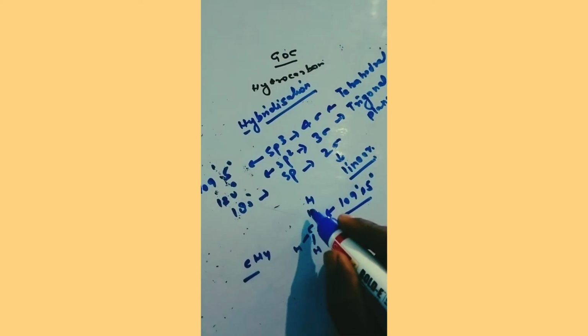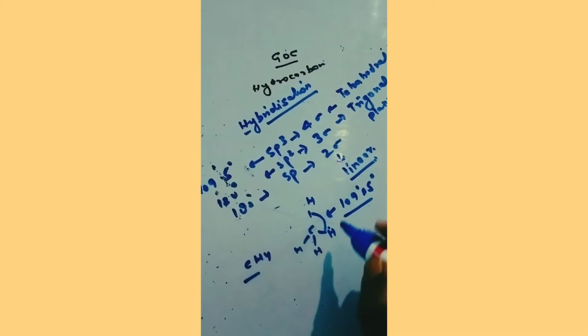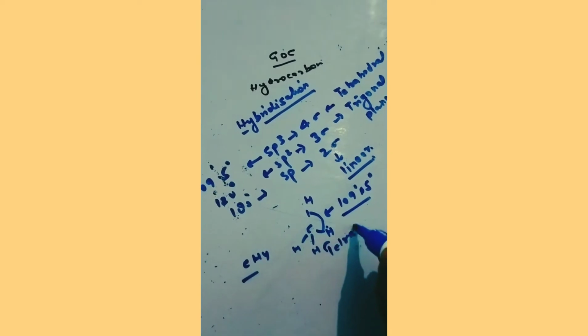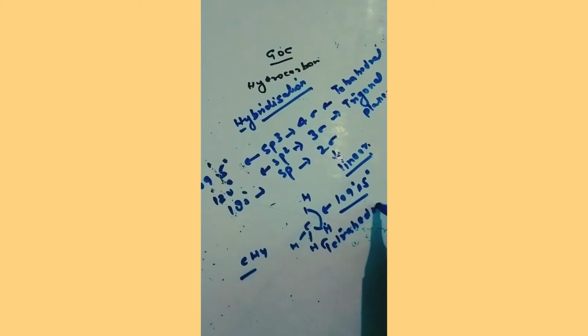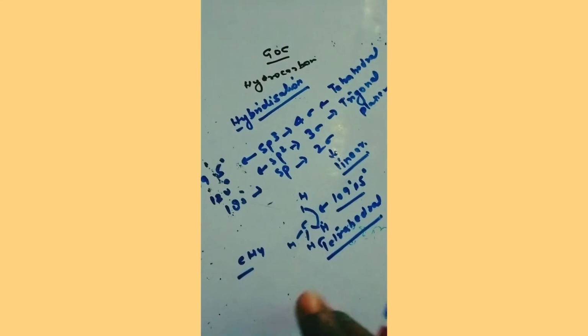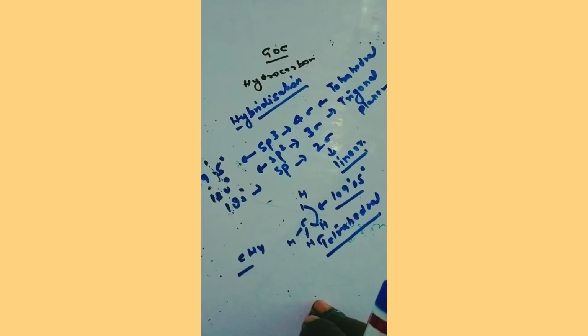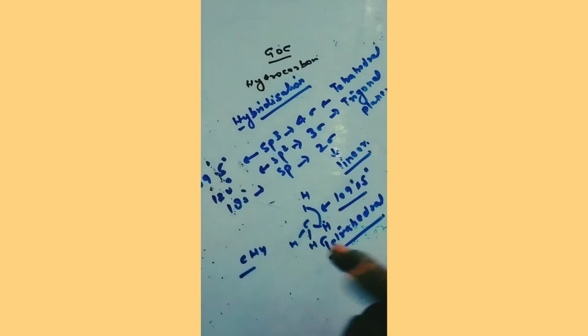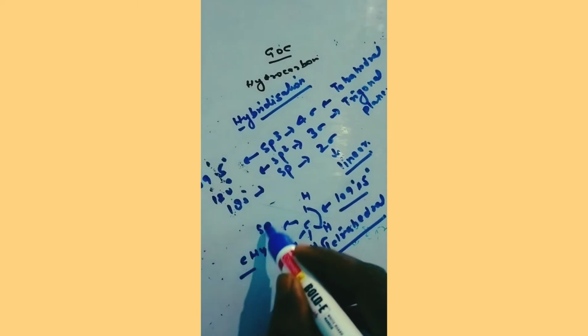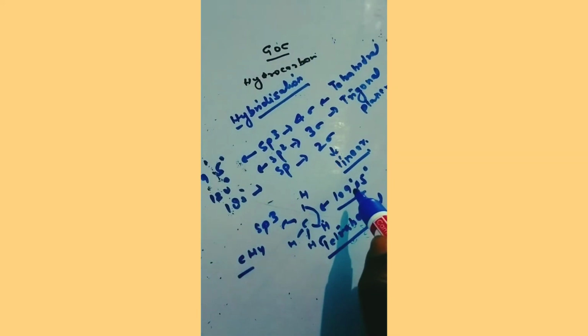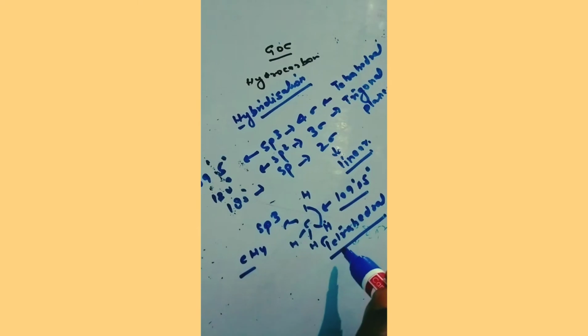So this is the bond angle between two atoms, and the geometry will be tetrahedral. This is sp3 hybridized, bond angle 109.5 degrees, and geometry will be tetrahedral.